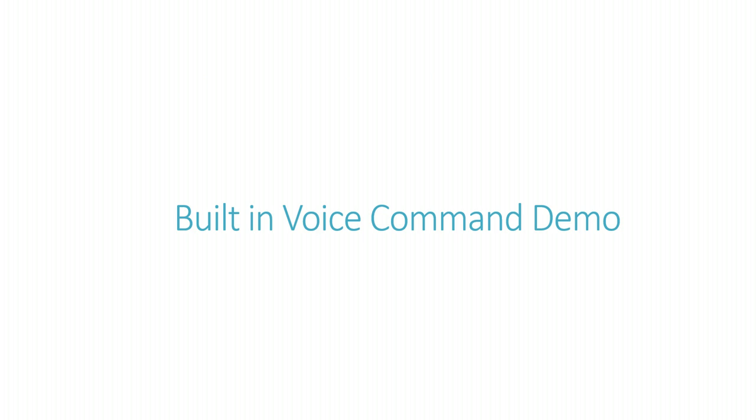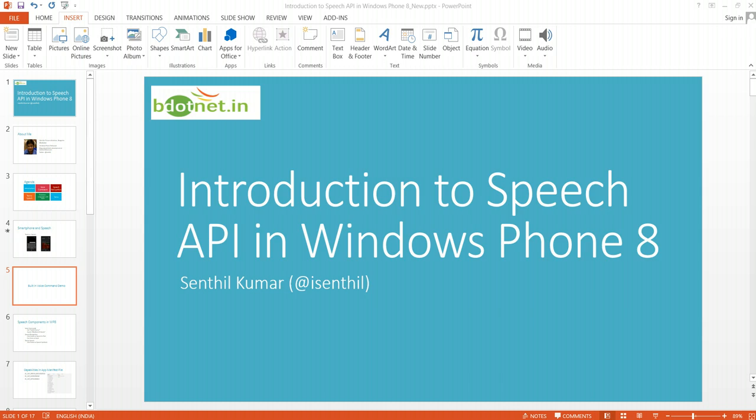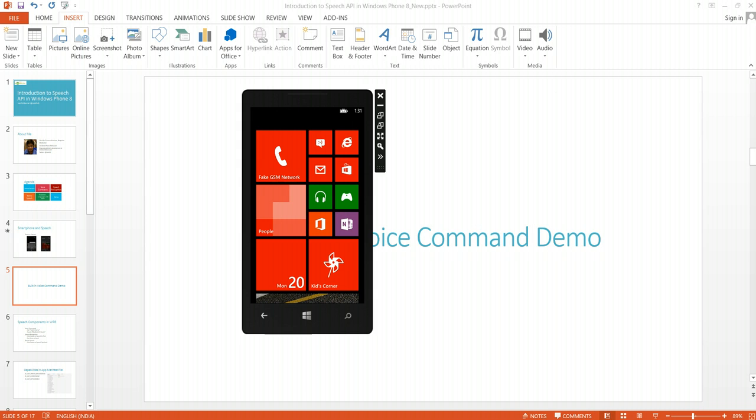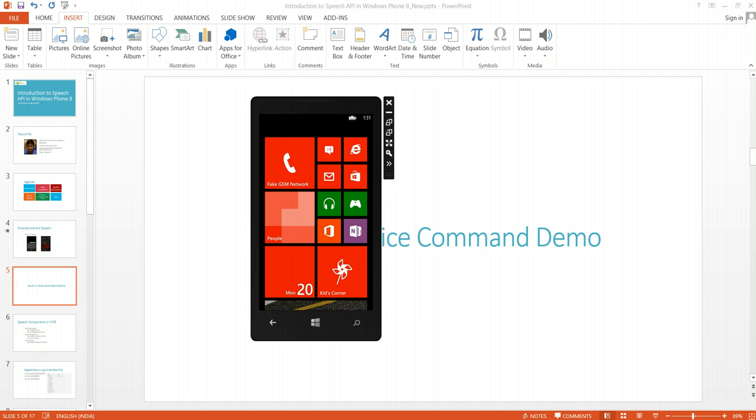So let's go ahead and see some demo of the built-in voice command in your Windows Phone 8. I'll be using the Windows Phone emulator for the demo. So now let's look into the default speech features that are built into the Windows Phone device via the emulator. To start the speech in Windows Phone 8, all that you have to do is tap and hold the start button for a few seconds. The start button that you see here.